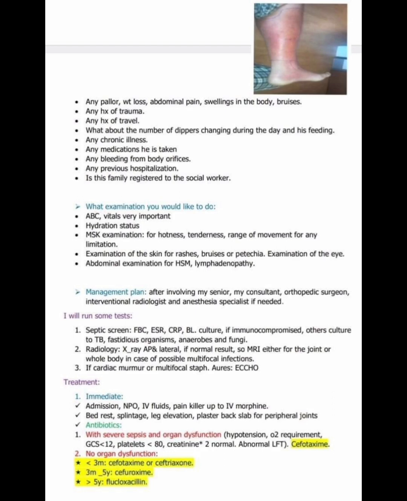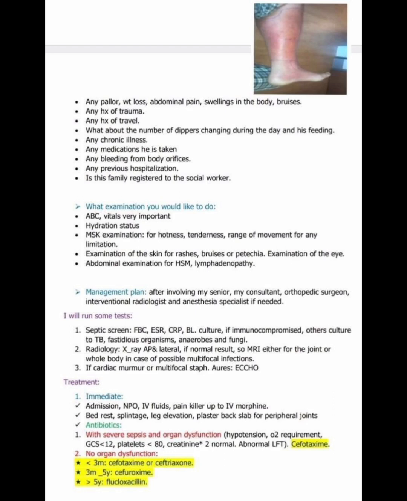Now, what is the treatment of this patient? The immediate treatment is that I will admit the patient, keep the patient NPO, IV fluids, painkiller up to IV morphine. Then give bed rest, splintage, leg elevation, plaster back slab for peripheral joints.